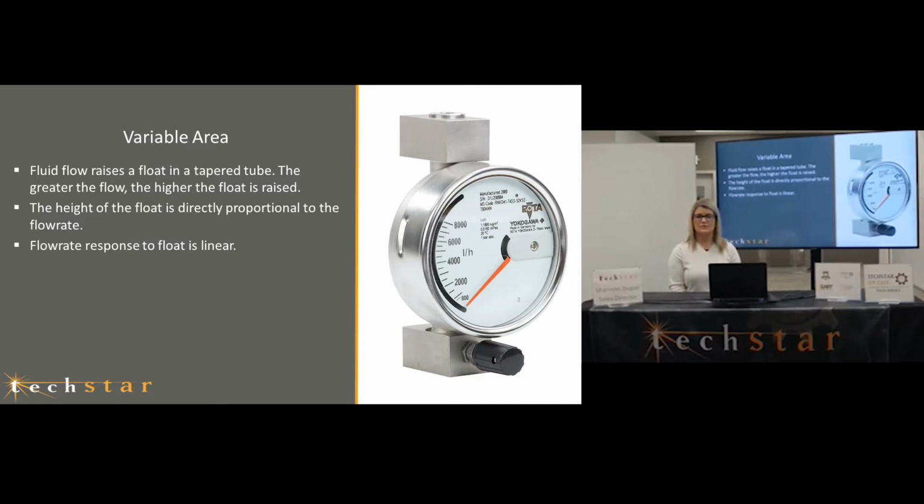In a rotometer or variable area meter, you have a flow that raises a float inside. How high the float is raised is proportional to how much flow is going through there. So it's a very simple measurement, because the height of the float is directly proportional to the flow rate going through the meter. The other nice thing is that the flow rate is linear, unlike a differential pressure meter where you have to do some calculations because the flow is not linear with respect to pressure drop. This one is, so it makes for a very simple measurement, and they are also low cost.